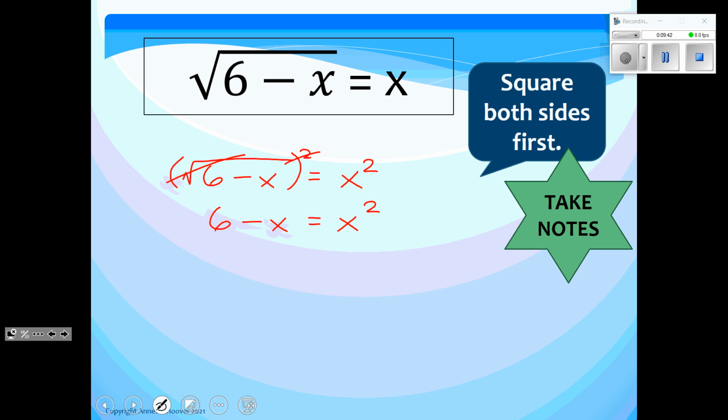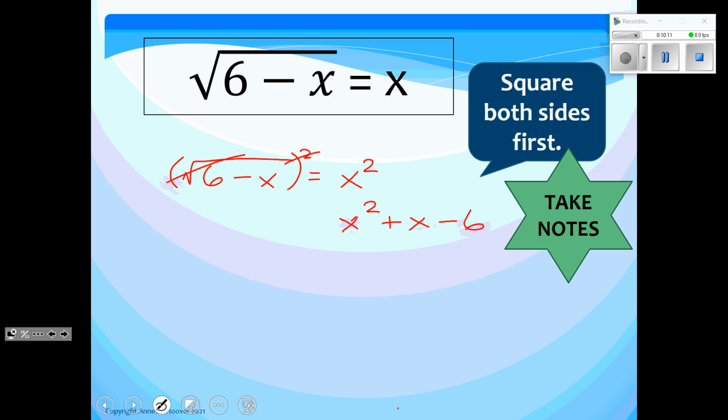Now we have a quadratic equation. In order to solve it, we're going to have to factor it. So I'm going to move this term to the other side, so that would be a positive x. I'm going to move this term to the other side, and that would be a negative 6, because when they jump the fence right here, they become the opposite sign. So now I have a trinomial: x squared plus x minus 6.